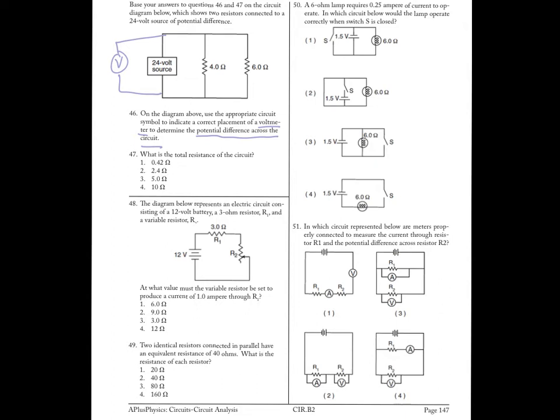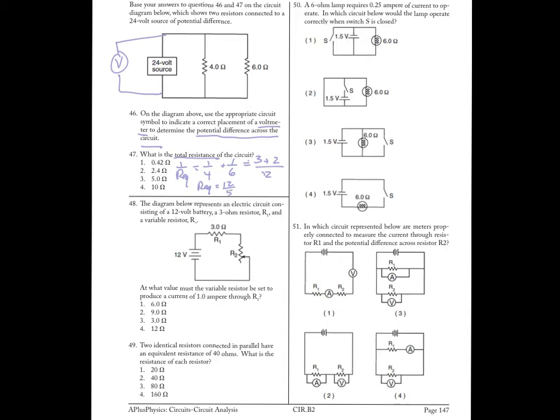What is the total resistance of the circuit? We have a parallel circuit, so we're going to use this fraction equation. 1 over 4 plus 1 over 6. Least common denominator is 12. So we've got 3 plus 2 over 12.